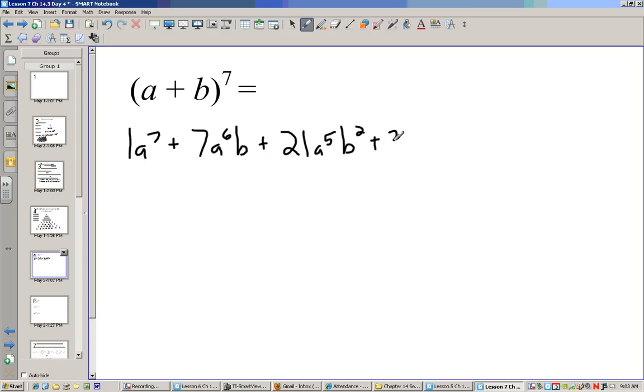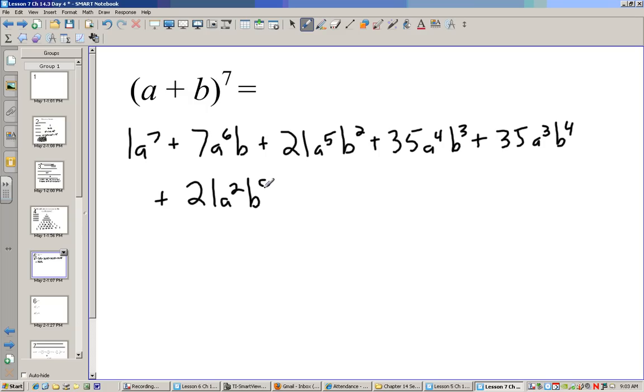The next value is 35. The a decreases by 1, the b increases by 1. If I remember correctly, the next term again was 35. A to the third, b to the fourth, and then plus 21, a squared, b to the fifth, plus 7, a to the first, b to the sixth, and then finally b to the seventh. This is the expansion of a plus b to the seventh.